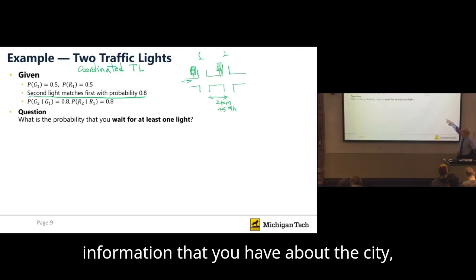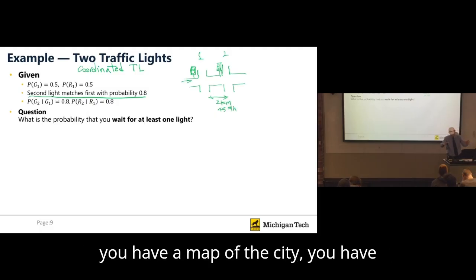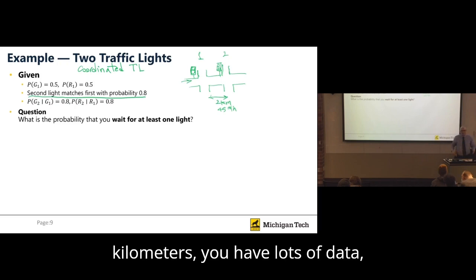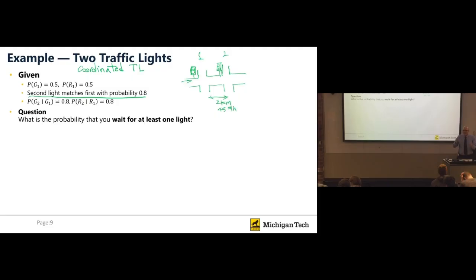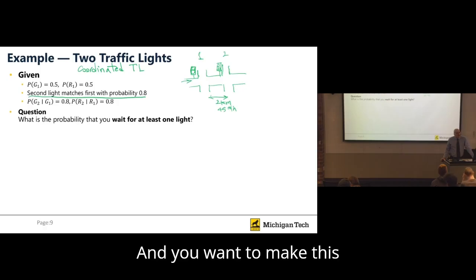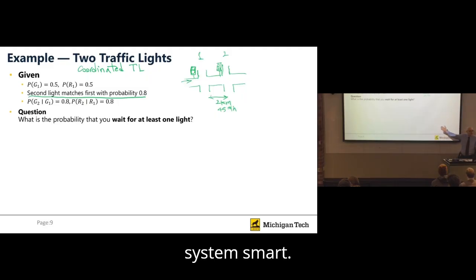Based off this information that you have about the city, you have a map of the city, you have kilometers, you have lots of data, you measure, you go there and count the cars that are passing. You need to go automatic. And you want to make this system smart.